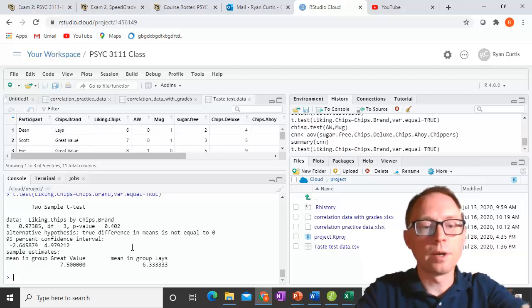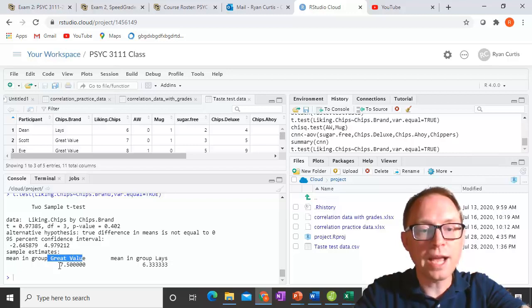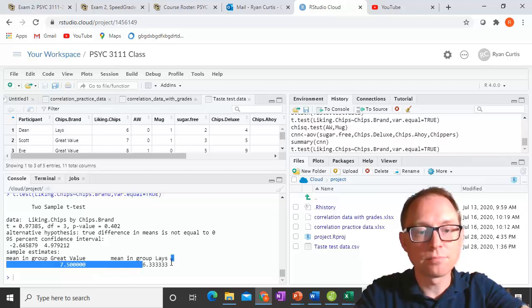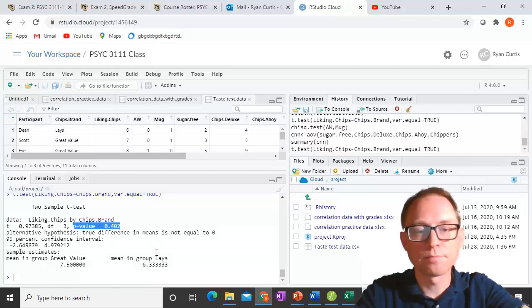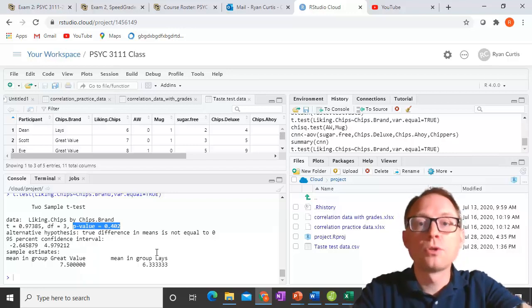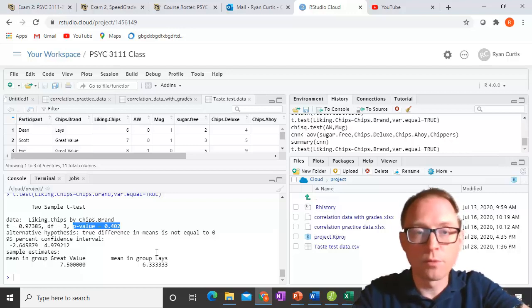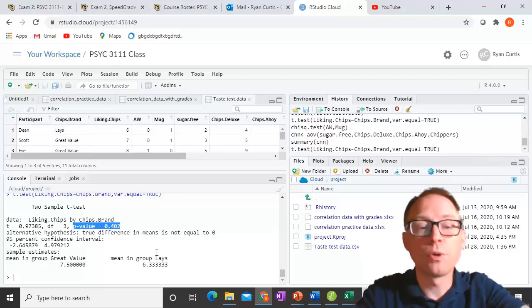Now, what we see here is that the mean for the Great Value chips was actually higher than the mean for the Lay's. But it was not significantly different. So we have a null effect. So this situation could have had problems with whatever, until we knew that we had null effects.